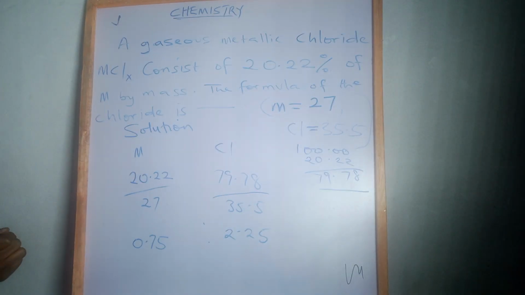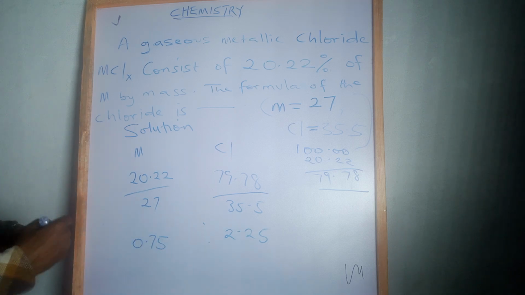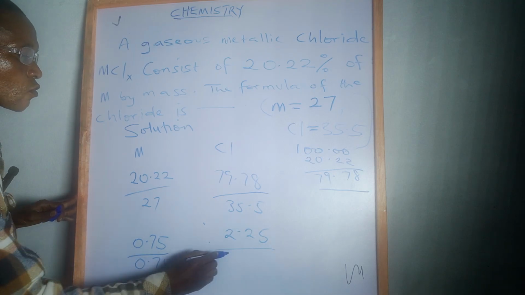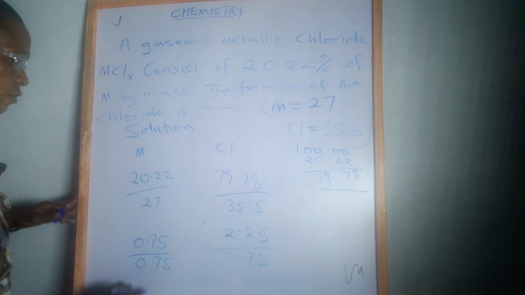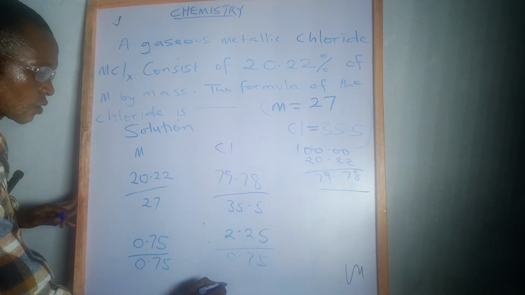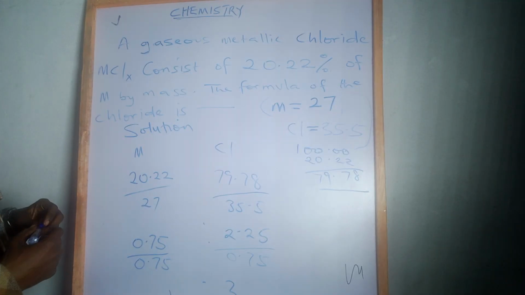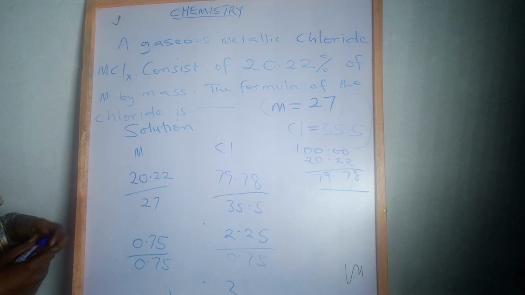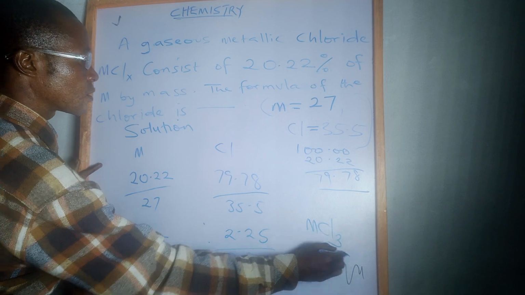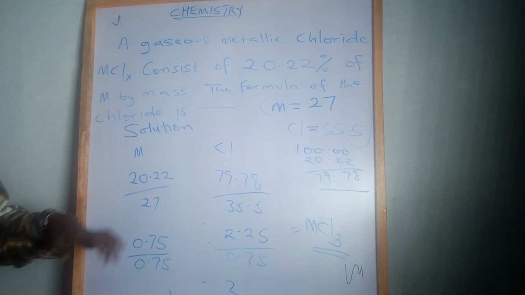The next stage is that you divide by the smallest. Which one is smaller between 0.75 and 2.25? We have 0.75 as the smaller one, then divide by 0.75. This one will give you 1, and when you do this very well, it's going to give you 3. Ladies and gentlemen, the final answer, that is the formula of the chloride in question, is going to be MCl3, which is the empirical formula of that compound.